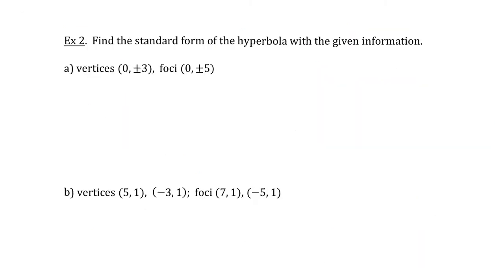Okay, for the second example, we're going to try to write the standard form of a hyperbola using the clues that they give us. There's more than one way to do it, but you do have to kind of reason this out. For A, it tells me the vertices are (0, ±3). The foci are (0, ±5). I want to figure out the equation.